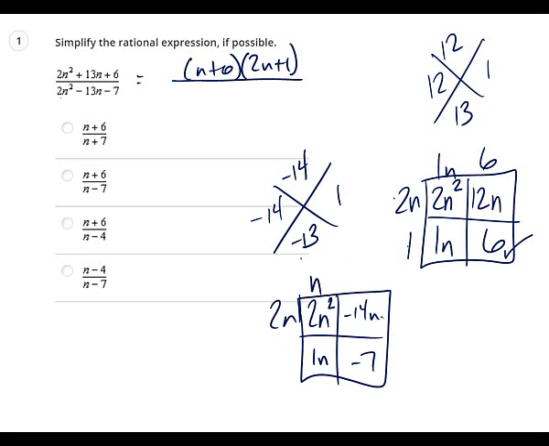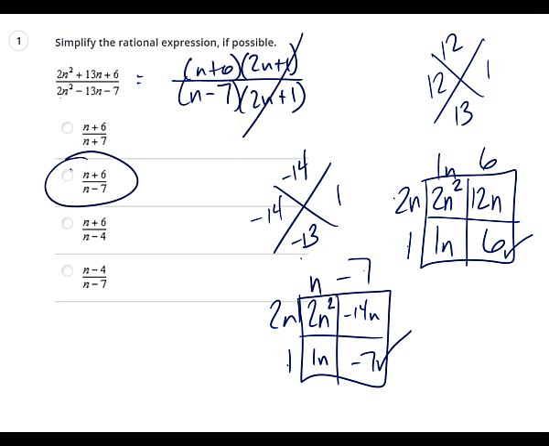How many times does 2n divide negative 14n? Good. How many times does n divide 1n? 1 times negative 7 is? So we have n minus 7 times 2n plus 1. What cancels? 2n plus 1. So it's looking like this one here, right? Yeah. Okay.